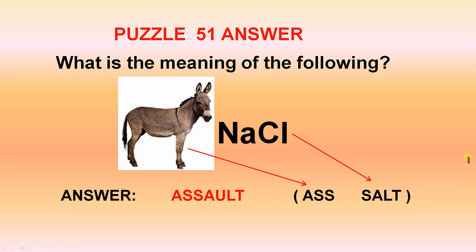What is the meaning of the following? The meaning is assault. You might say, how is that the case? Well, here is a donkey. Another name for a donkey is ass. This formula here is sodium chloride. That's the formula for salt. Ass, salt. Assault. That is pretty cute, isn't it? Now, if you got that, you have done extremely well.